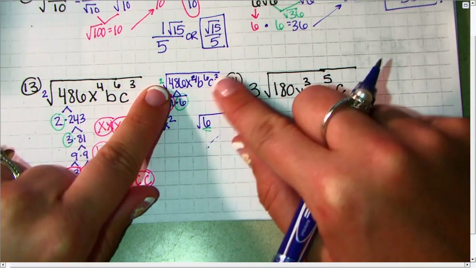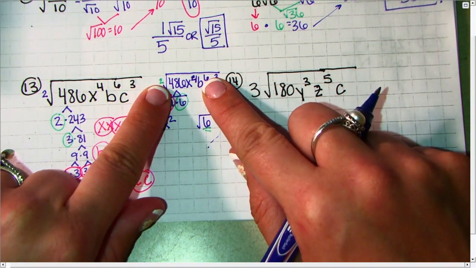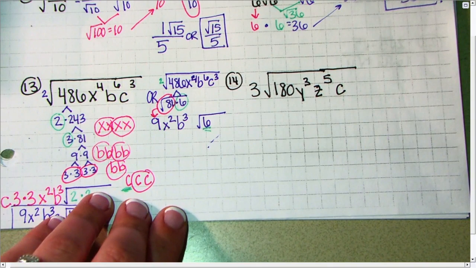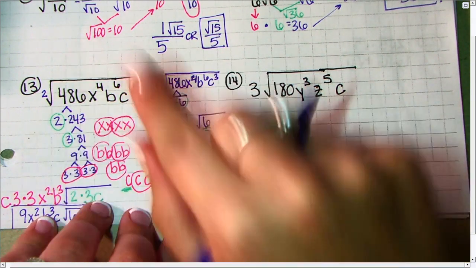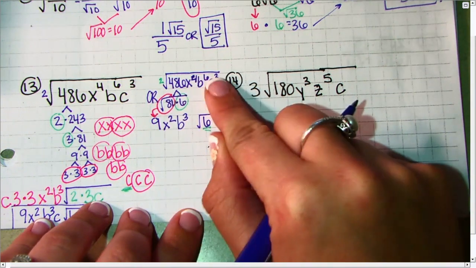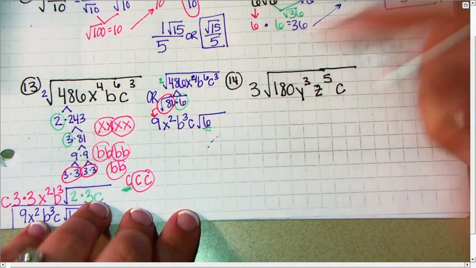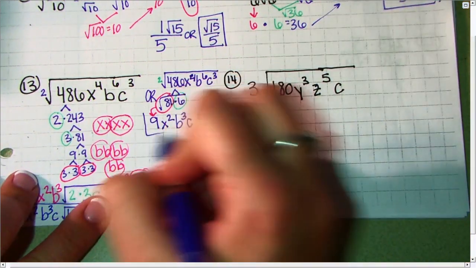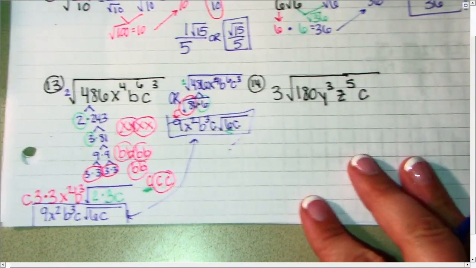How many times does 2 go into 6? 2 goes into 6 3 times with a remainder of 0, meaning b has an exponent of 3 on the outside and none inside. How many times does 2 go into 3? 2 goes into 3 one time with a remainder of 1. So notice we do get the exact same answers here. One is just a little bit quicker than the other.